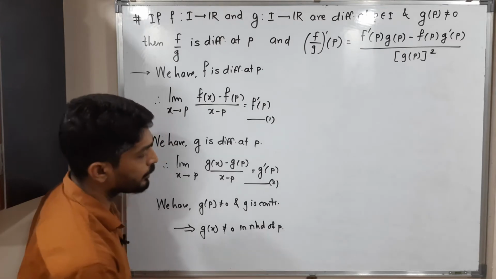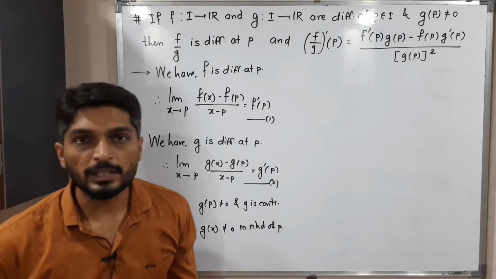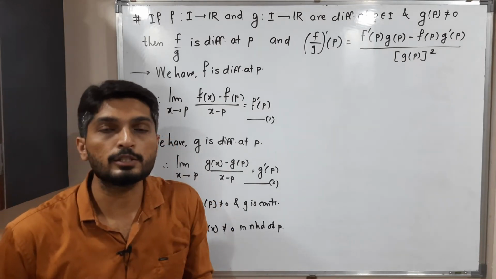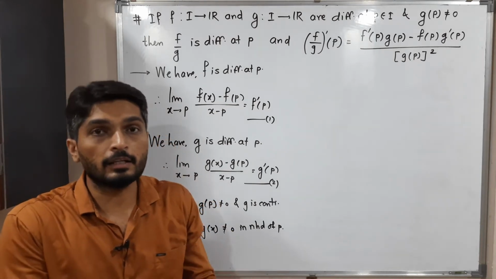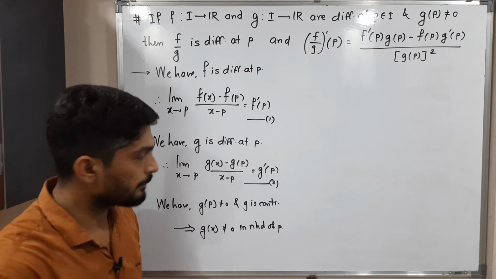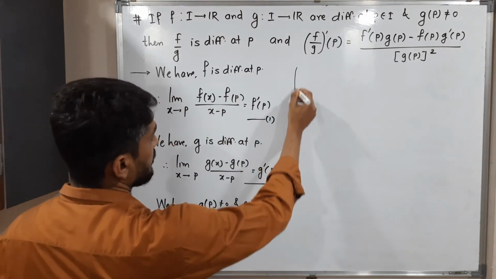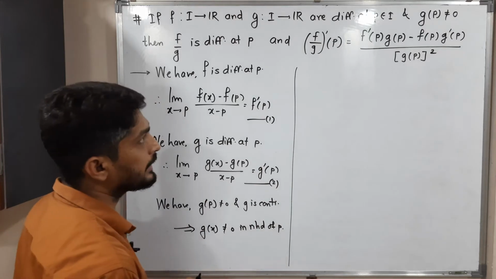This is a very important thing, since most of the time g of x will be in the denominator, as you can see here, so it should be non-zero. That care we should take here. Okay, so that I have taken. Let us start the actual thing. The given part is over here.